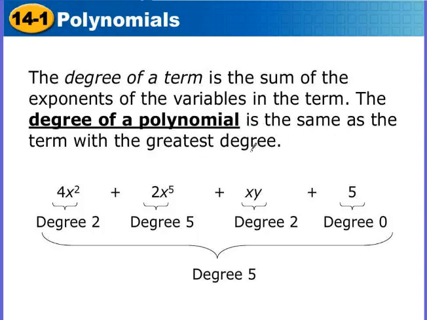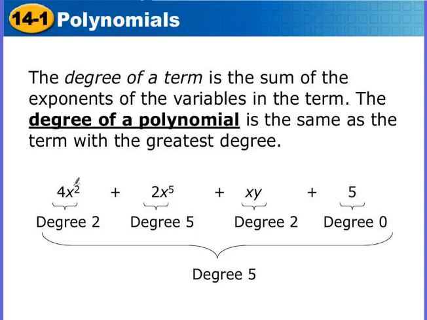Okay, so the first thing is we have to find out who's going to be king of the hill, or in this case, king of the polynomial, and you have to determine that based on the sum of the exponents of the variables in the term. So if it's just a whole number, then we're not going to worry about that. Okay, it's going to have a degree of 0.